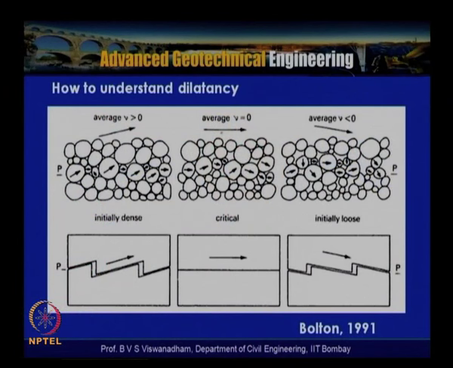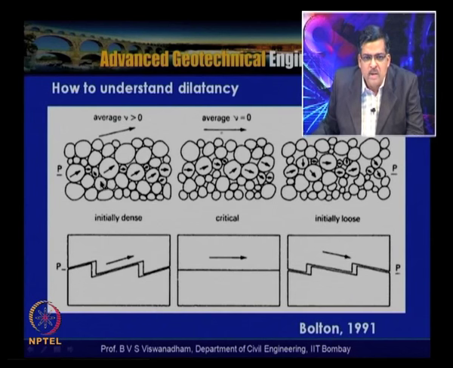Now this saw blade analogy can be extended to initially dense, critical and initially loose conditions. In case of initially dense, the particles have no way to move except they have to ride on one another. One particle rides on another particle, and this particle rides on another particle. So the orientation of the saw blade can be seen in the upward direction.